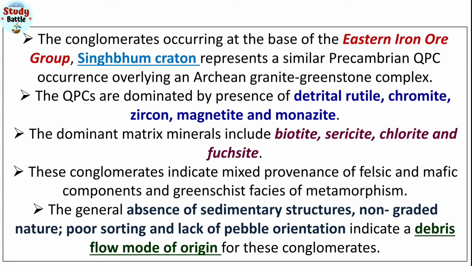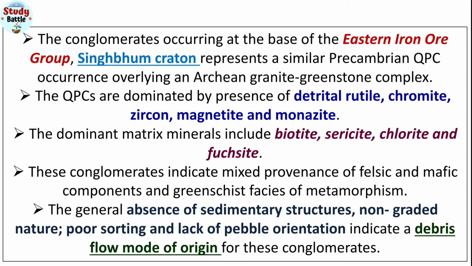And if we talk about the provenance studies, what is the significance from the provenance studies? They show felsic as well as mafic components, and green schist facies of metamorphism has been identified in these conglomerate beds. And the general absence of sedimentary structures, non-graded nature, poor sorting as well as the lack of pebble orientation indicate a debris flow mode of origin for these conglomerates.